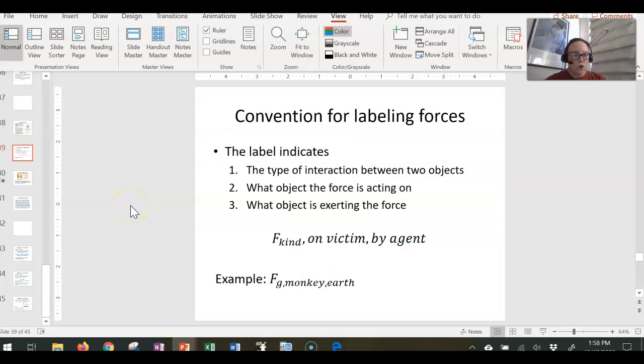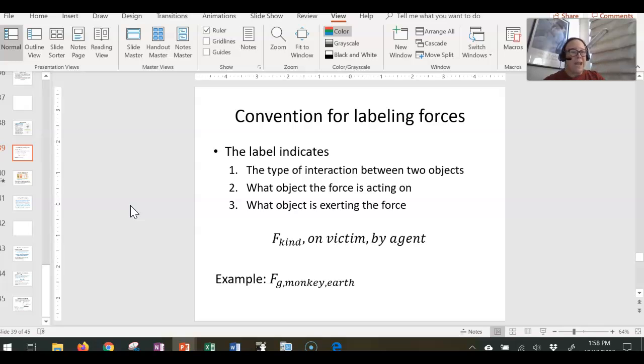When we draw a force diagram, we want to be very careful to label the forces, showing the type of force and the names of both of the objects that are interacting. So the label will include the type of force, what object the force is acting on, in other words, the victim of the force, and then what object is exerting the force, in other words, the agent that is exerting the force.